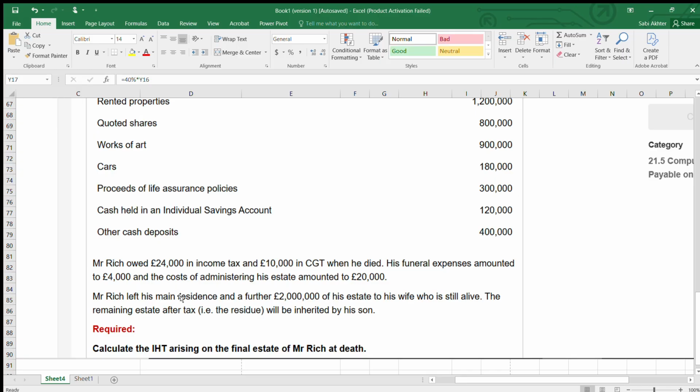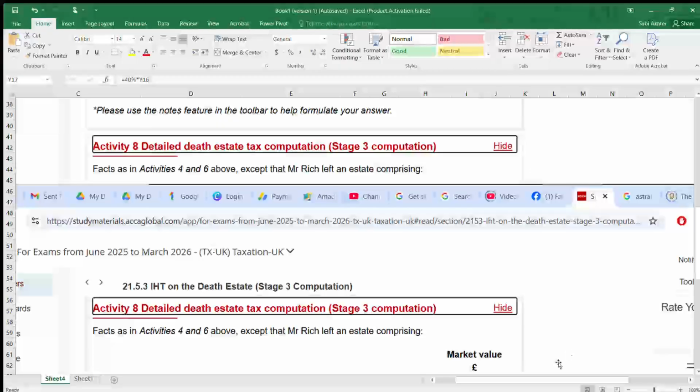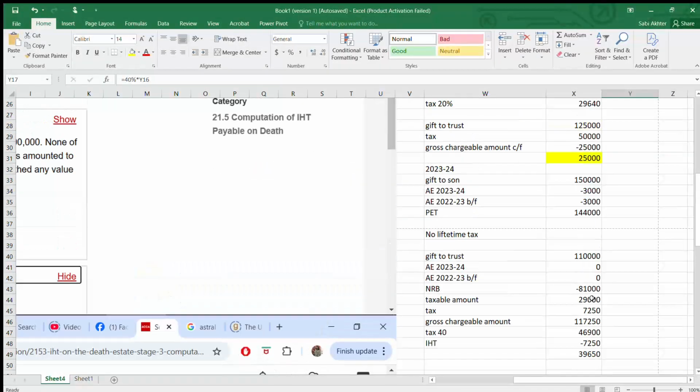And main residence and further. So he is leaving his main residence of 2 million to his wife. Remember, anything to wife, spouse exemption is there. Everything is exempted. And the remaining estate after tax, the residue will be inherited by his son. So on that residue, son has to pay IHT. Okay, you have to calculate IHT. So now let us quickly do that as well.